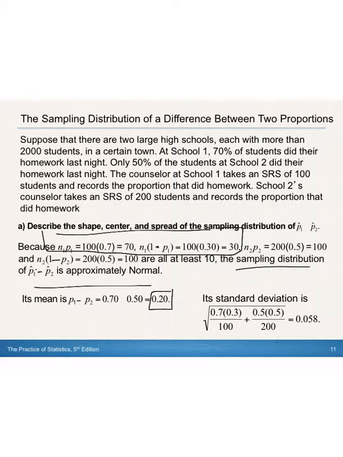So this summarizes what happens to their distributions when we combine two proportions. And we'll need that information as we move forward with our confidence intervals and our z-tests.